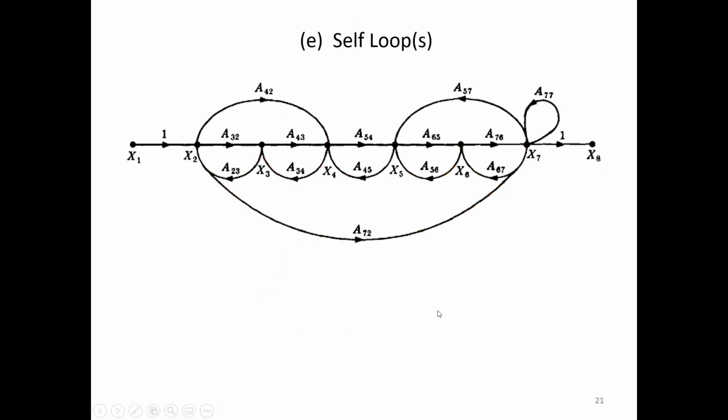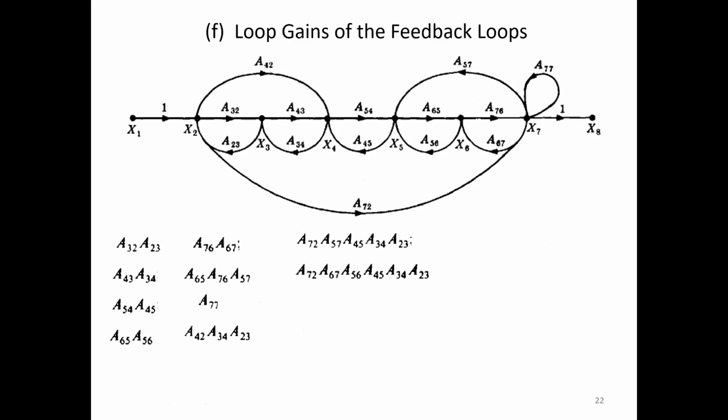And we have one self loop. This has been asked here in part E, how many self loops? So only one self loop. What is a self loop? It originates from a node and ends in the same node. Okay, so one self loop exists.